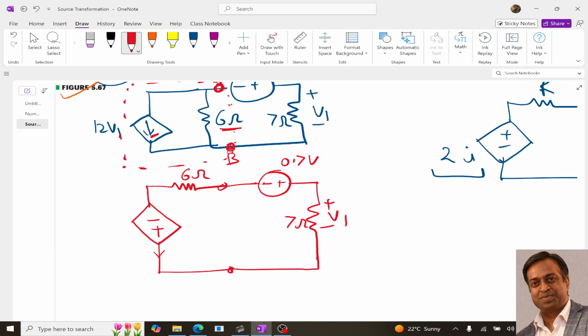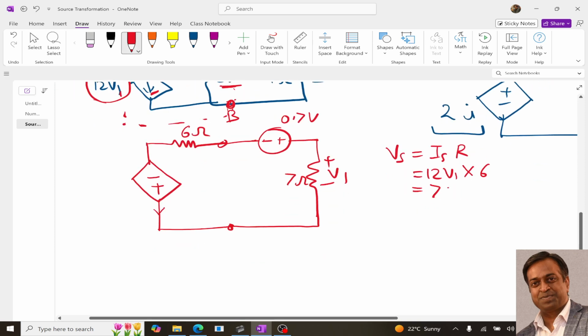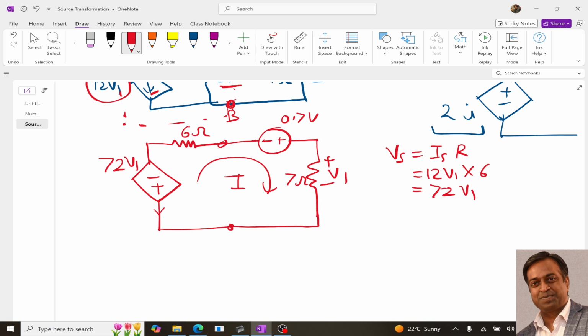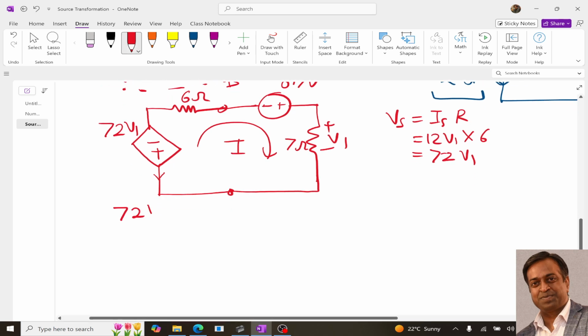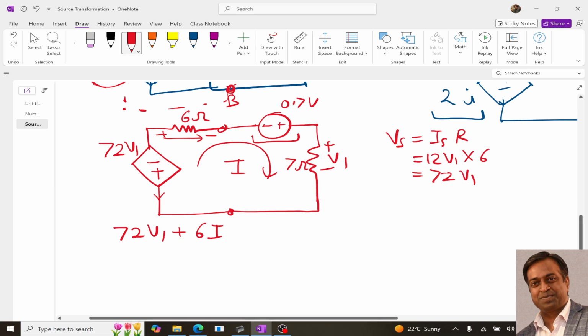This is plus minus V1, right? Now what will be the value of this dependent voltage source? We get it from the formula Vs equals Is into R. Is is 12 V1 and R is 6, so we get 72 V1. Now, by applying KVL in this loop, we get the equation: 72 V1 plus 6I, then for this the transition is from minus to plus, so minus 0.7, and for this plus minus, plus 7I equals 0.